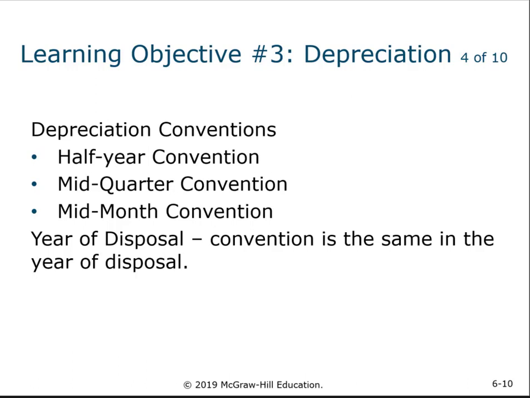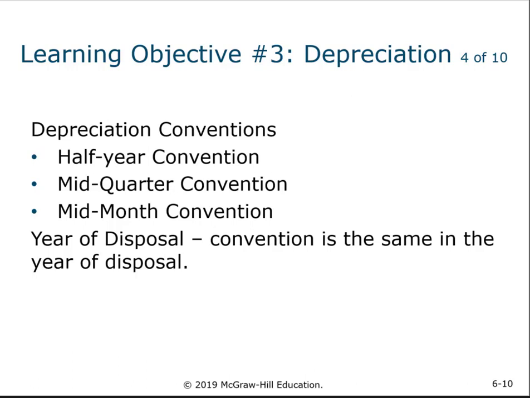Mid-quarter means that we're going to treat everything bought in a quarter as if it was bought in the midpoint of that quarter. So January through March quarter, we're going to treat as bought on February 15th. That's how we're going to calculate the depreciation, as if it were February 15th. The whole point of these is it makes our life a little simpler in that we don't have to know the exact date that assets are purchased.